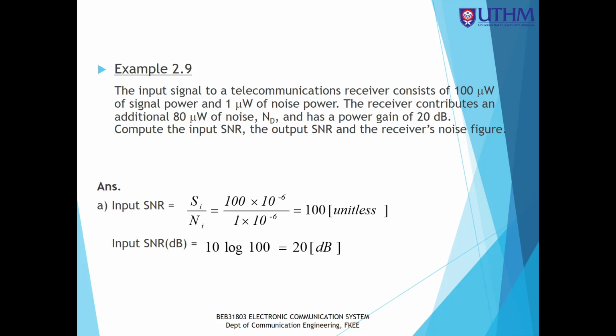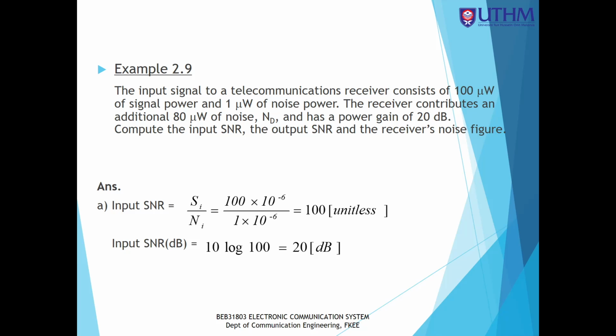Okay, this is the input. This is the example. A telecommunication receiver consists of 100 microwatt of signal power and 1 microwatt of noise power. The receiver contributes additional noise ND and has a power gain of 20 dB. Compute the input SNR, the output SNR and the receiver noise figure. Okay, how do we calculate this?